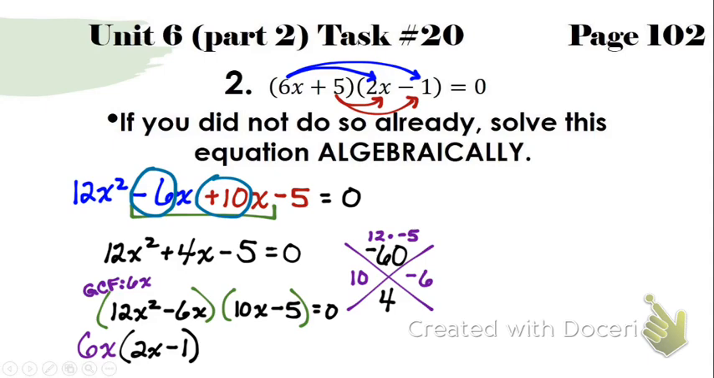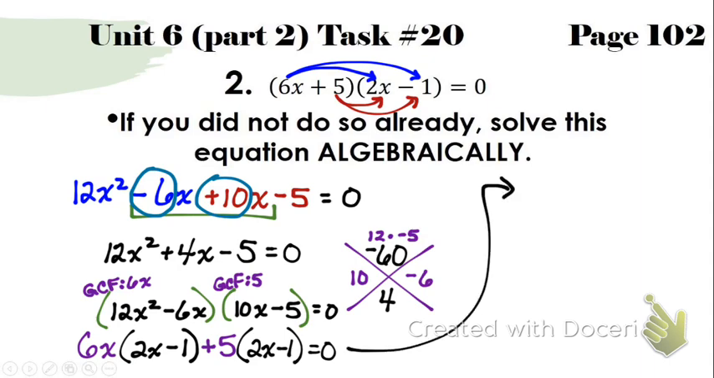And then on the next one, you take out a 5. Okay, positive or negative 5? Positive. So I'm going to put a plus. What do you have left over? 2x minus 1. And then in parentheses, you put 6x plus 5. And then in the other parentheses, you put 2x minus 1. Nice.